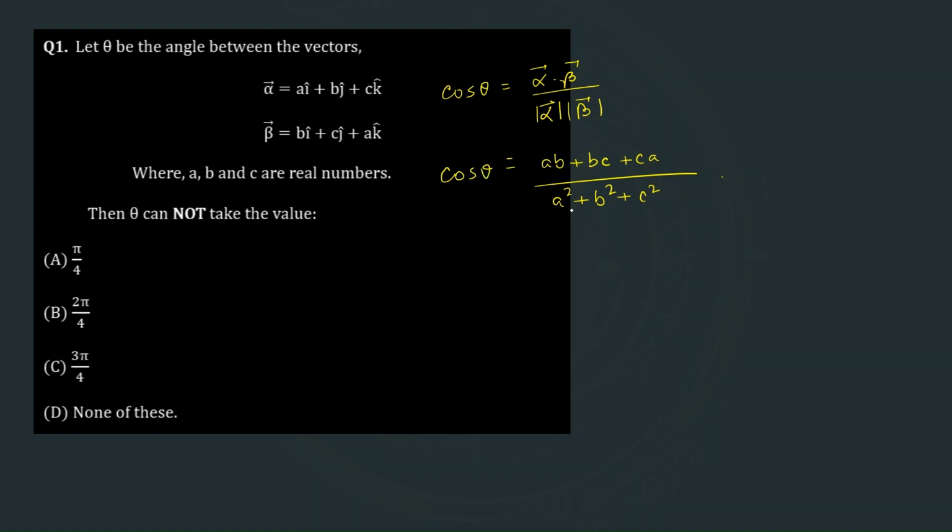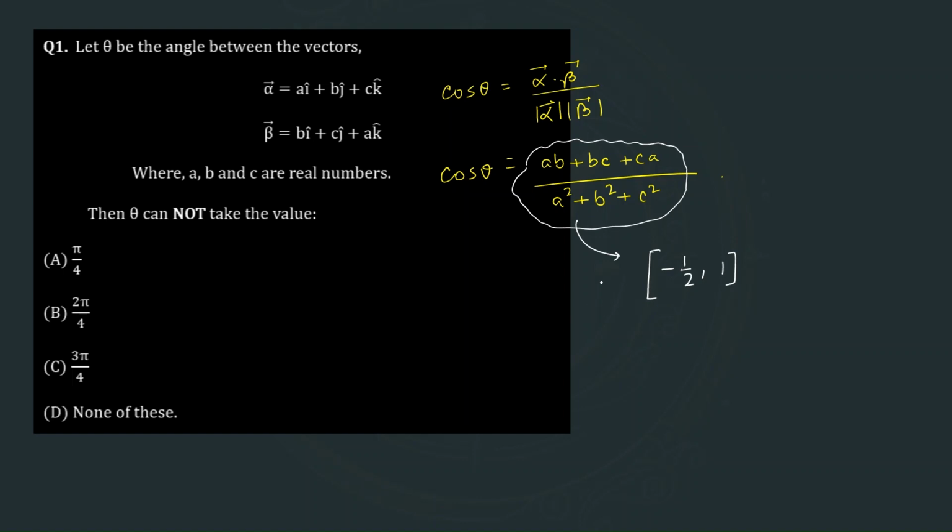Now we have to check what values of theta are possible. Now a, b, c are real numbers. That means the range of this right hand side is fixed. How? You have to keep in mind that the quantity in the right hand side, that is ab plus bc plus ca divided by a square plus b square plus c square, the range of this when a, b, c are real numbers is the closed interval minus half to 1.